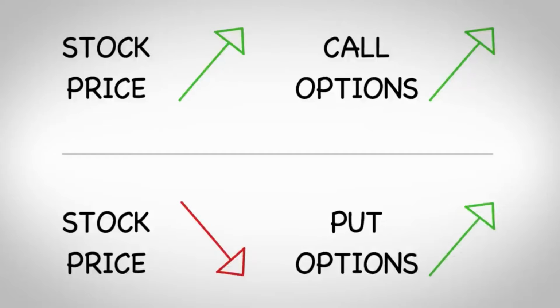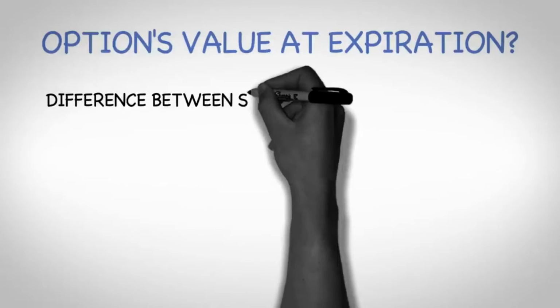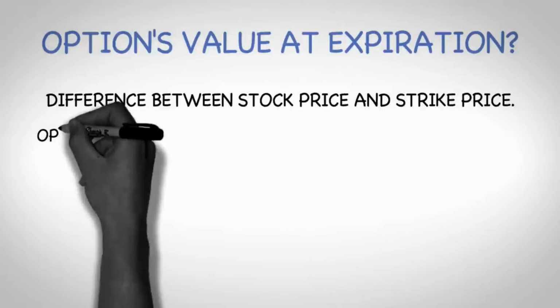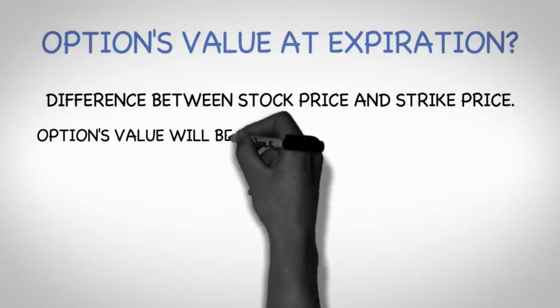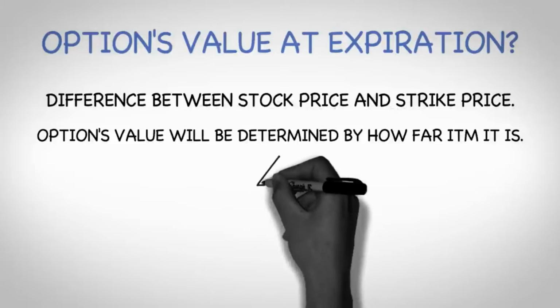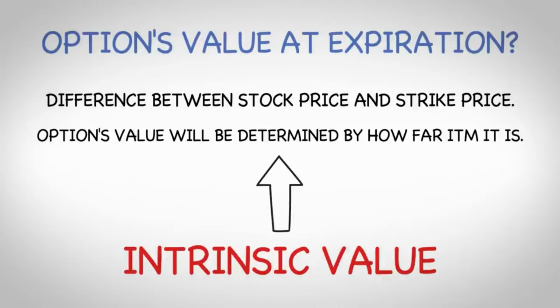Now, if you buy an option today and are wondering what it will be worth at the expiration date, it will simply be worth the difference between the stock price and the option's strike price. To put it simpler, the option's value will be determined by how far in the money it is. This is also referred to as the intrinsic value of the option. An option will simply be worth its intrinsic value at the expiration date.